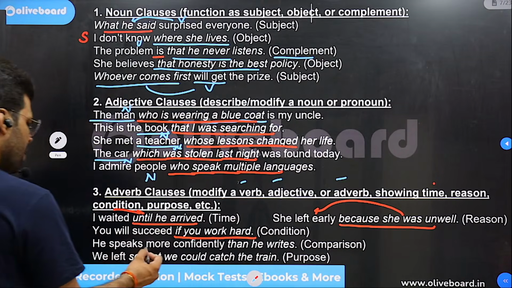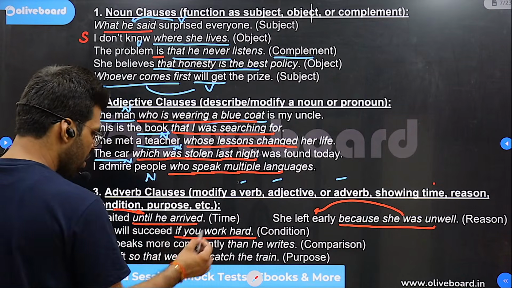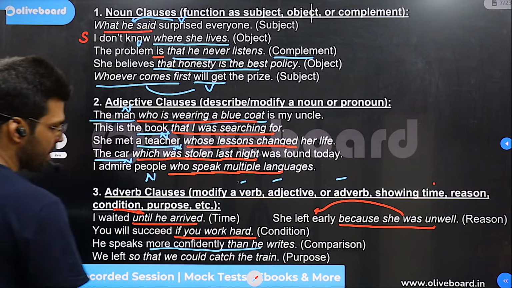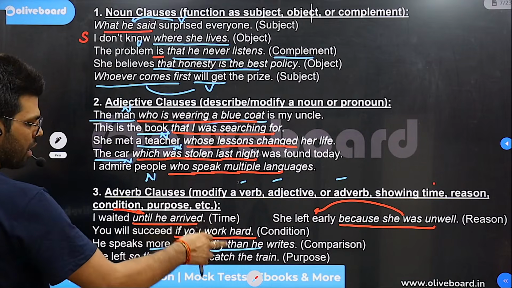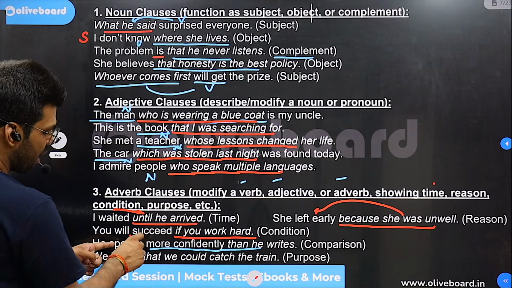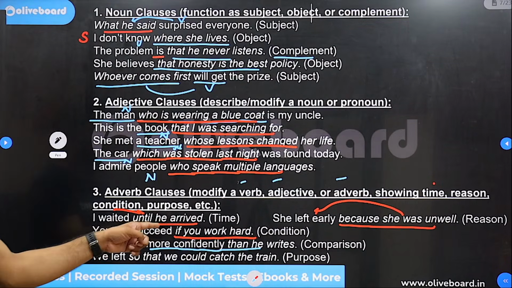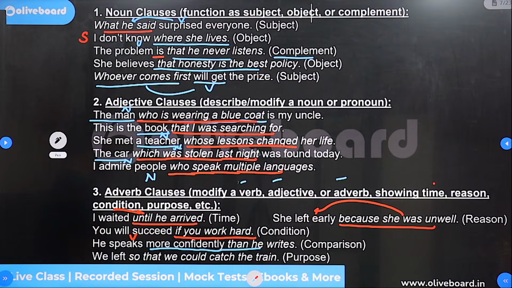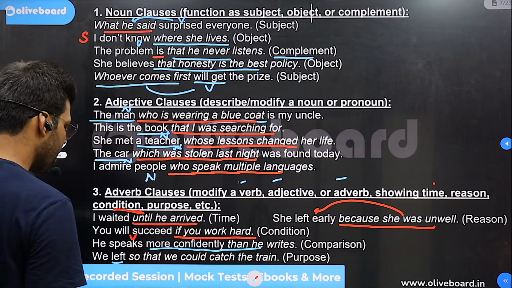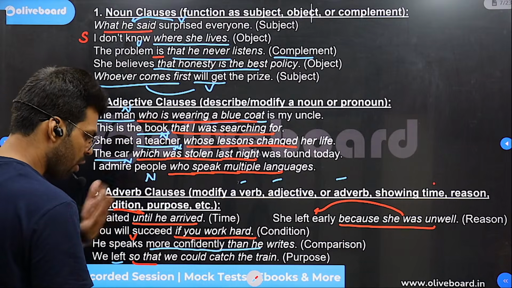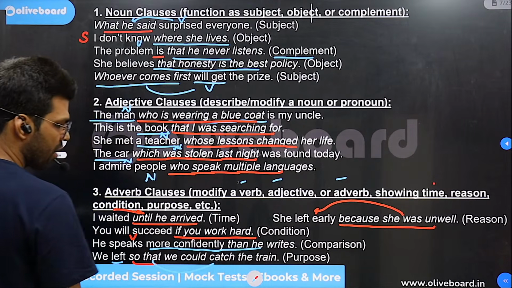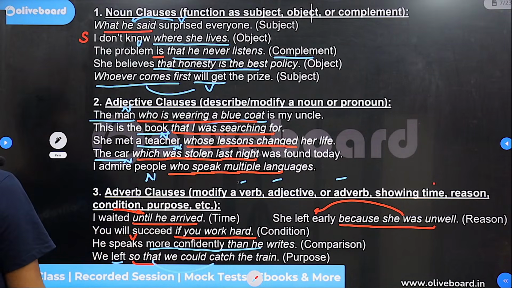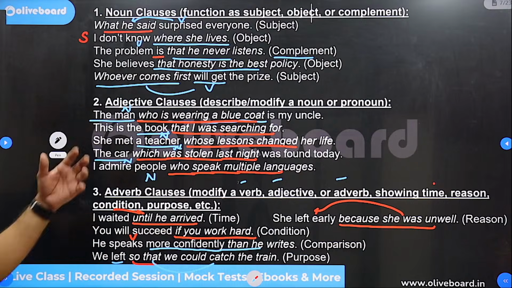He speaks more confidently than he writes. I'm sure you can see comparison, but modifying a verb: he speaks confidently, more confidently than he writes, adverb clause of comparison. And we left. Why? The purpose behind it. So that, in order to, we could catch the train, the purpose behind that. I hope it must be clear.